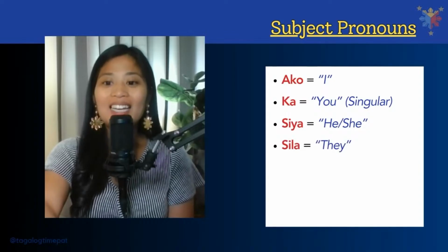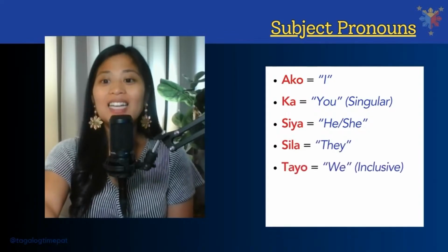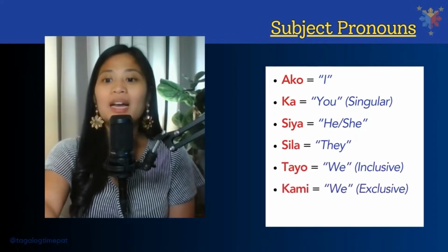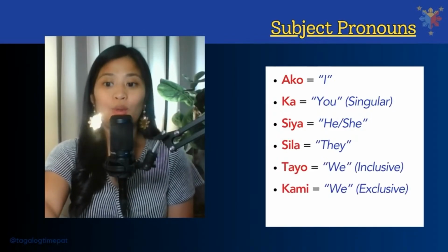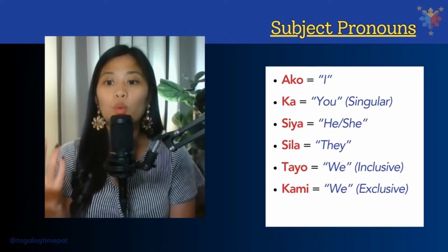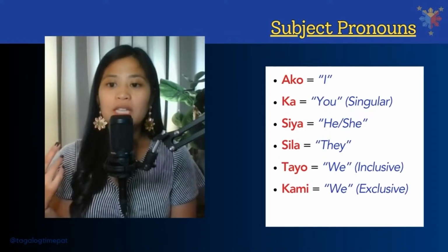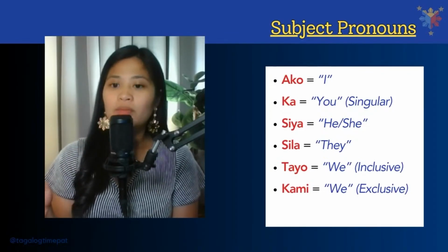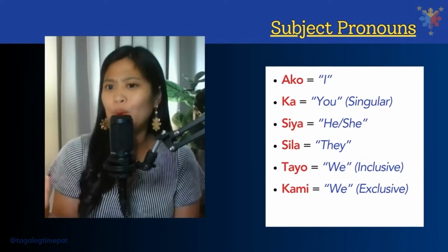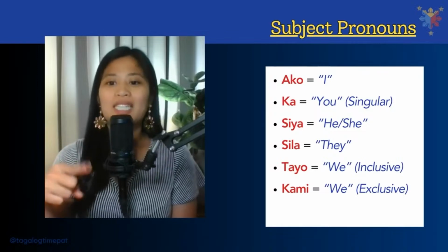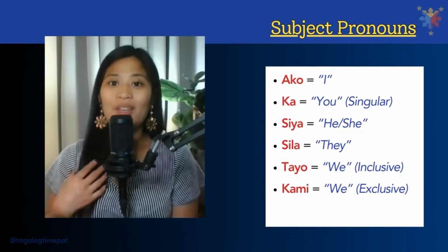Next, sila is they. Tayo is we inclusive. Kami is we exclusive. So in Tagalog, it's interesting. There are two types of we. In English, we just say we, and then you have to kind of distinguish who you're talking about, like we who. So in Tagalog, if everyone is included, that's tayo.